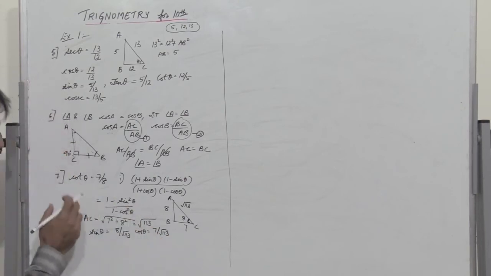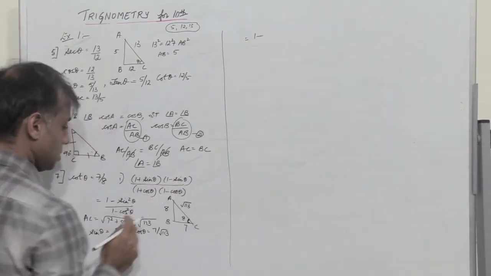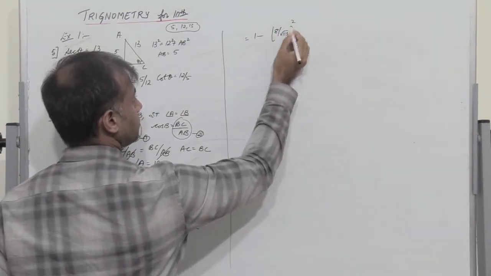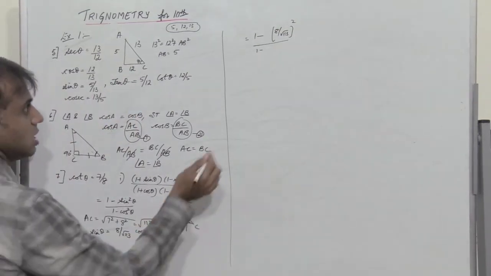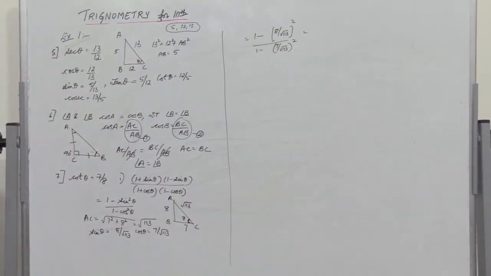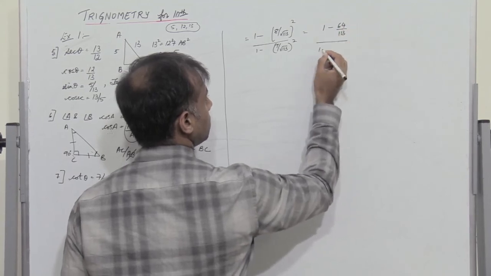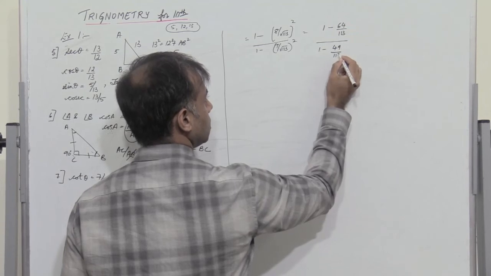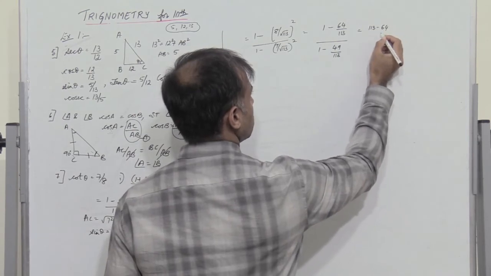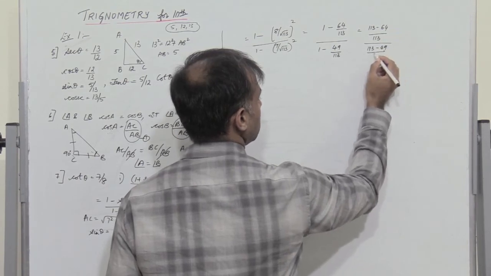So let me substitute these values in this expression. So I get 1 minus sine square theta, so it is 1 minus (8 by root 113) the whole square, divided by 1 minus (7 by root 113) the whole square. If I take the square, I get 1 minus 64 by 113 divided by 1 minus 49 by 113. If I take the LCM, I get (113 minus 64) divided by 113 and then (113 minus 49) divided by 113.